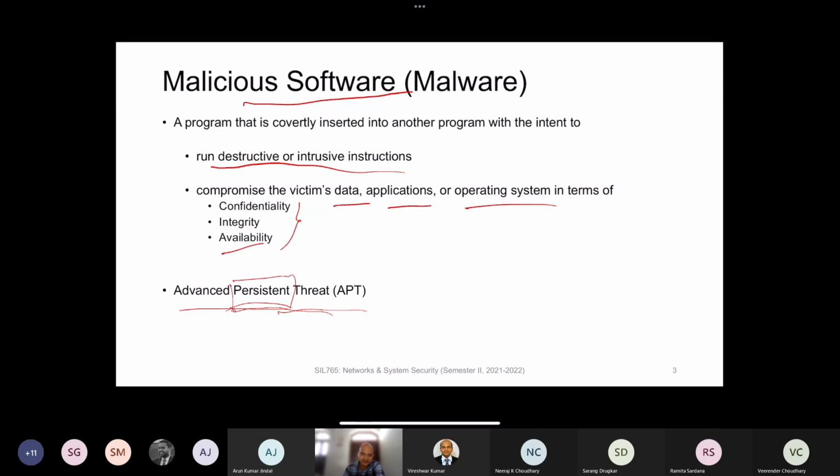Okay, so any quick question about what is the goal of a malware? Okay.